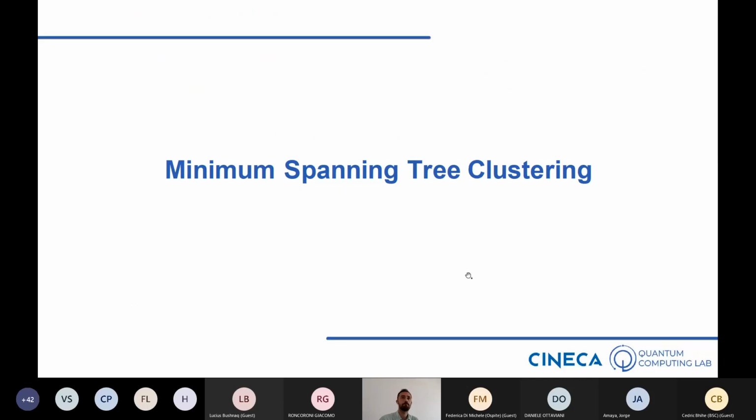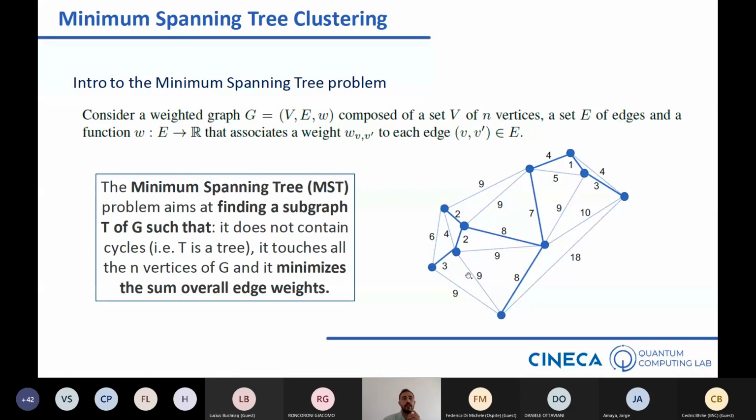Okay, so this was about clustering. Let's see another approach to clustering, that is minimum spanning tree clustering. So what is a minimum spanning tree? In this problem, you have a graph which is weighted, and you want to find the tree, the subgraph of this original graph, that is a tree, and that touches all the vertices and minimizes the sum over edge weights. Like this one.